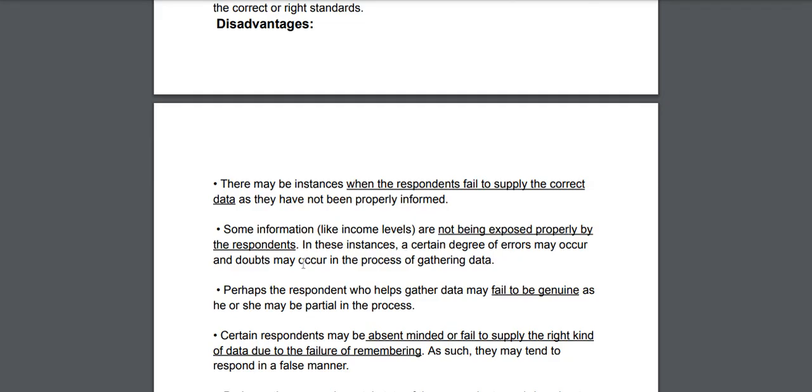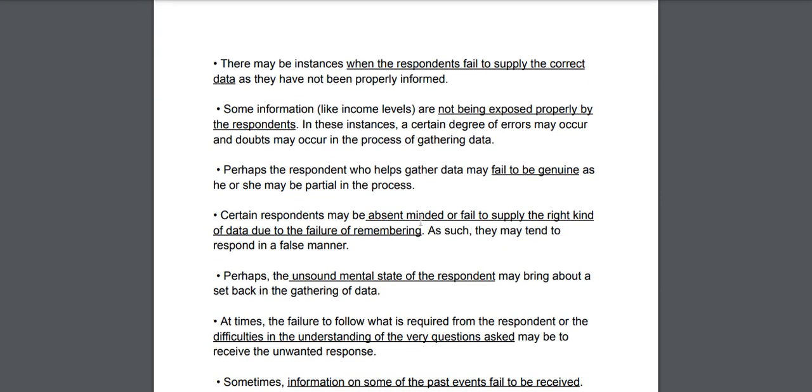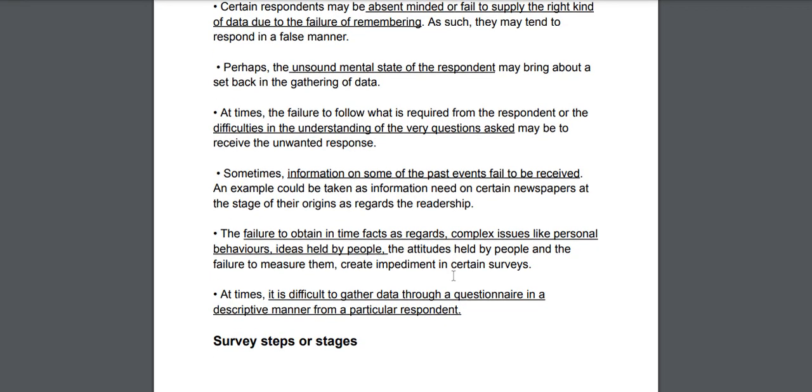Now think about, if we need to know income levels, sometimes they are not giving the correct data. Okay, so they fail to be genuine and absent-minded, or fail to supply the right kind of data due to the failure of remembering, right, and unsound mental state of the respondent. So different things are there, and also sometimes maybe difficulties in the understanding of the questions, right? So you need to see each and every point before you are going to do your survey.